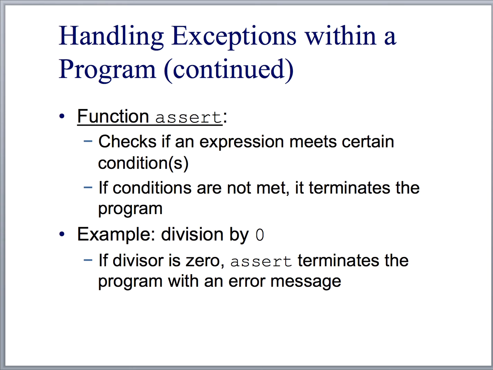The first tool that we have to handle some kinds of exceptions, and some of you may have used these already, is the assert function. This is a built-in function that basically checks to see if an expression that we provide to it meets certain conditions. If the conditions are not met, it terminates the program, providing an appropriate error message. One of the examples of these would be things like division by 0. So if we check the divisor before we do this, then we avoid the immediate operating system termination of our program, and we can handle with appropriate error messages.